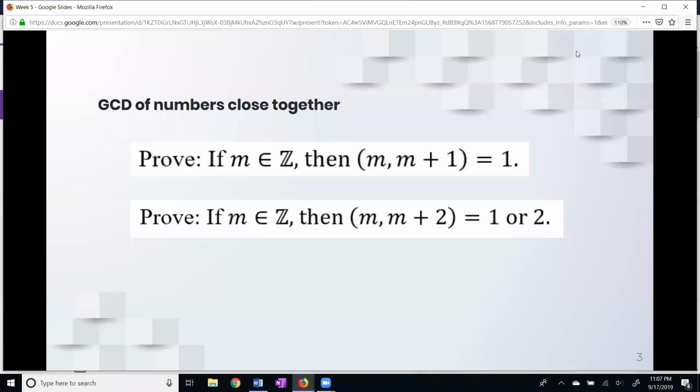Here are 2 theorems. These happen to be exercises in our previous homework, but now we're going to prove them. If m is an integer, then m and m plus 1 have a greatest common divisor of 1. For example, 17 and 18, or 20 and 21. If m is an integer, the greatest common divisor of m and m plus 2 is either 1 or 2.